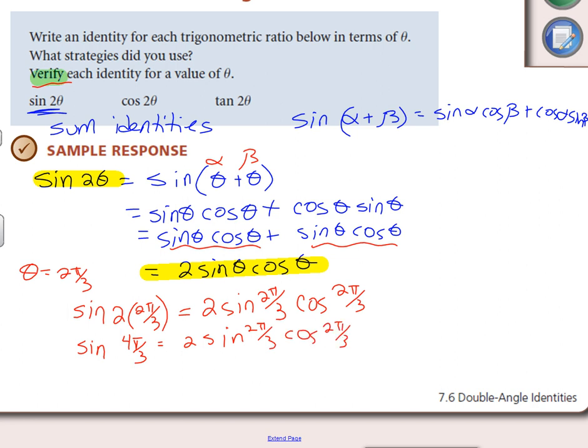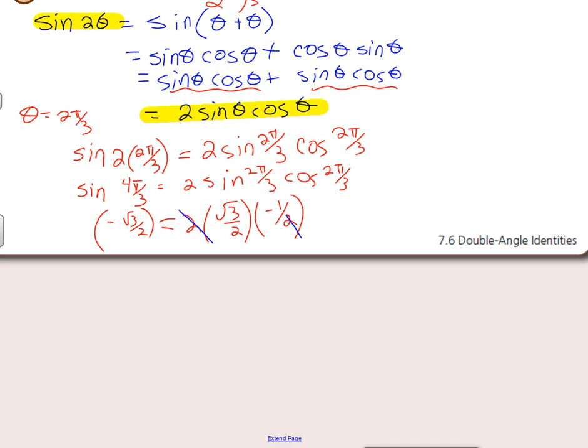And now we hit our unit circle. Sine 4 pi over 3, that's negative root 3 over 2. Boom. 2 times sine of 2 pi over 3, unit circle, root 3 over 2. Cos 2 pi over 3, hey, that's negative 1/2. Looky here. 2 times 1/2, that's going to cancel off. I've got negative root 3 over 2 equaling, we got the negative here, yeah, negative root 3 over 2. Yeah, left side equals right side. That one is good to go.